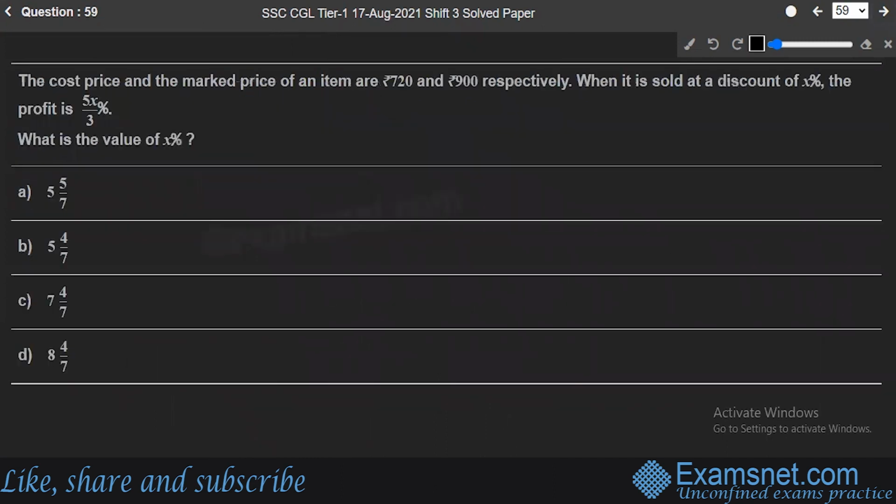It says the cost price and marked price of an item are 720 and 900 respectively. When it is sold at a discount of X%, the profit is 5x upon 3%.